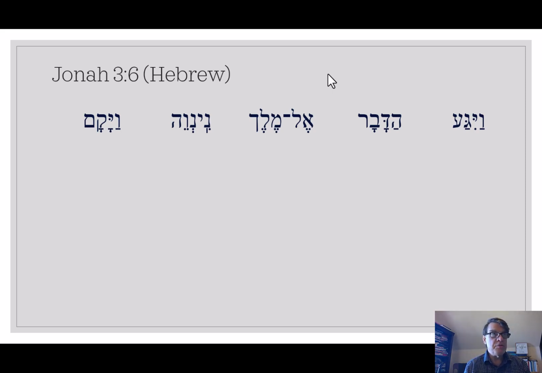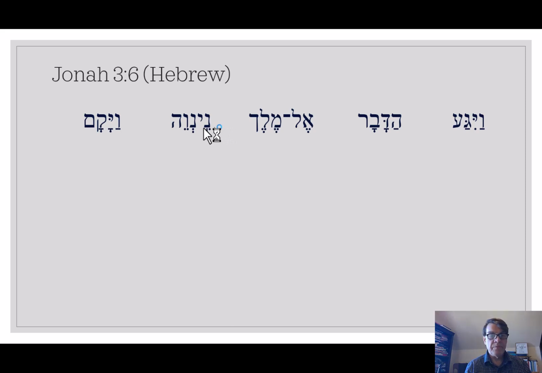We're into Jonah, chapter 3, verse 6. I want to use this to finish up a series of videos that have focused on the hiphil, or H, primarily causative stem. So let's go ahead and read Jonah 3:6, shall we? See if you can pronounce this. Here's how I would pronounce it. Vayiga hadavar el melech Nineveh.